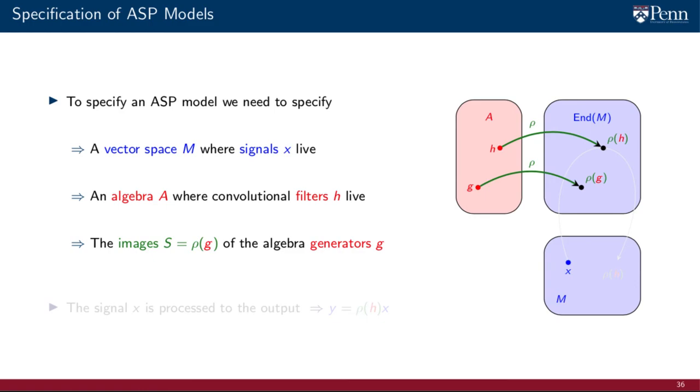This is because filters H are polynomials on the generators G, which are mapped to polynomials on sheaf operator S with the same coefficients. The prescription of M, A, and rho determines the convolutional processing of signal X as the application of the endomorphism rho of H. This allows the use of algebraic models to solve a variety of signal processing tasks, including graph, Graphon, time, and image processing, as we describe next.